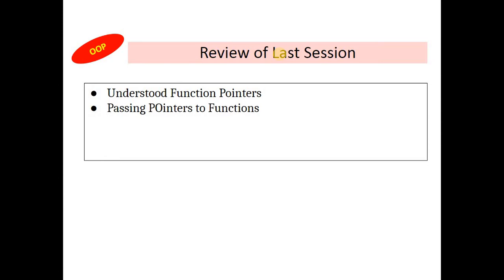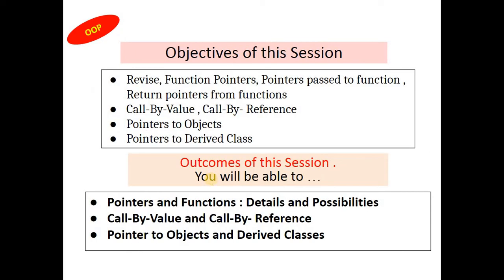In the last video we saw function pointers and how to pass pointers to a function. Today we will go on with a revision of function pointers, how to pass pointers to a function, and call by value and call by reference. Then we will see how to point pointers to objects and pointers to derived classes.